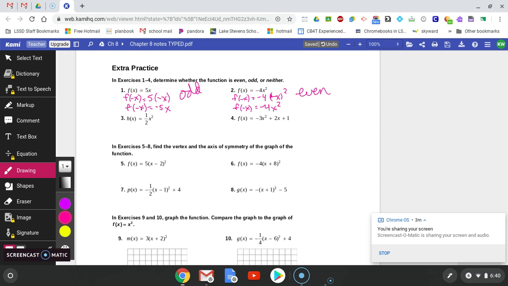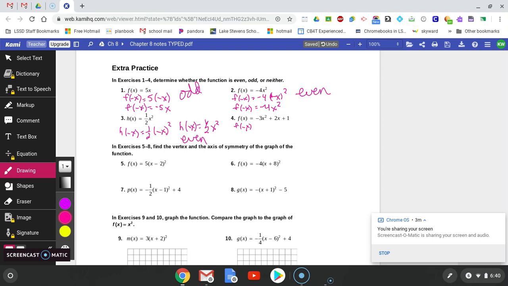So try number 3. All right, so when I plug in a negative x, when I square a negative number, it ends up being positive again. So I end up with the exact same thing I started with, which means this is an even function. Try number 4 and see what you get.